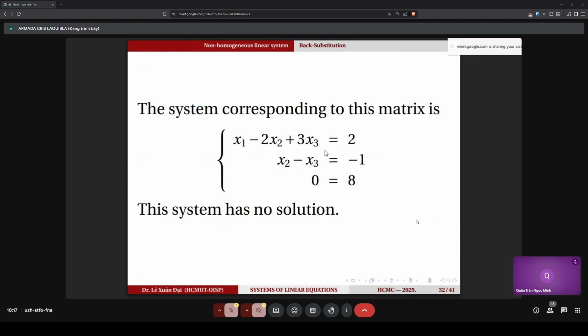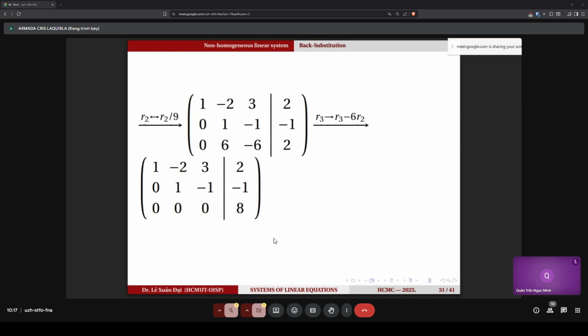Okay, so if it has no solution, class, there is no value for x3, x2, and x1. So this is the only case where the system of linear equations has no solution: if all are zeros here and then there's a number here.